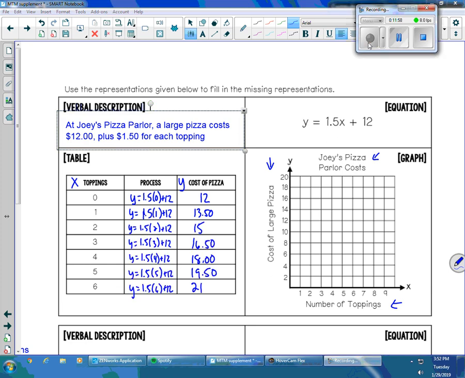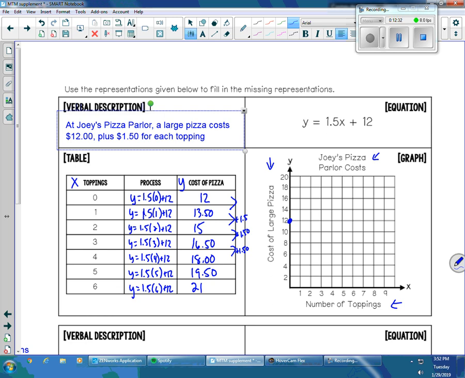Okay, there you go. So with no toppings, the cost of the pizza is $12. With one topping, $13.50. With two toppings, it'd be $15. Three toppings, $16.50. Notice that this is going up by our rate of change. So there's plus 1.50 each time. That's what your rate of change means, is your Y is going up by that rate each time. So when I'm graphing it, 0 toppings, $12. That's my initial value. One topping is $13.50.